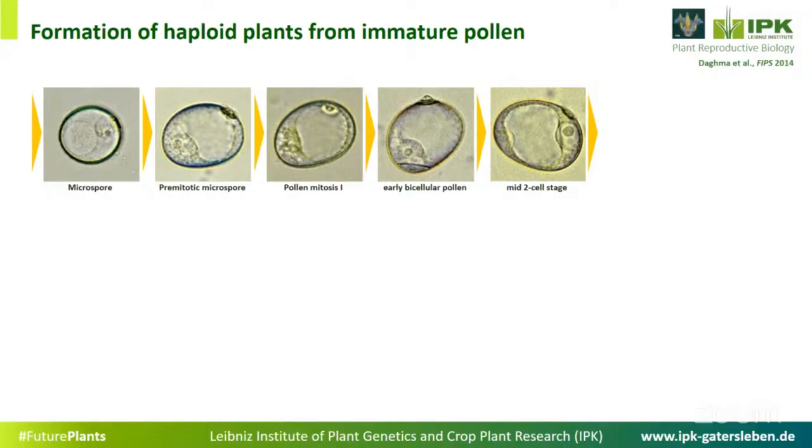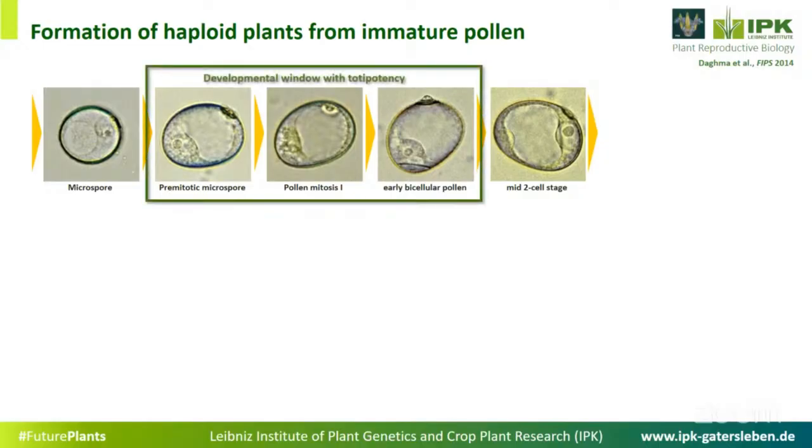Right after the cell division, these two cells move apart from one another in this bicellular pollen grain. And this development goes on. But for us, for haploid technology, there's a certain window of development which is essential for us because there's a certain totipotency in these cells, and these cells can be triggered not to follow the pollen developmental pathway, but cell proliferation and maybe formation of plants.